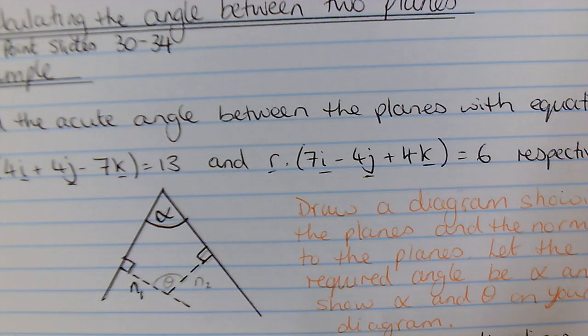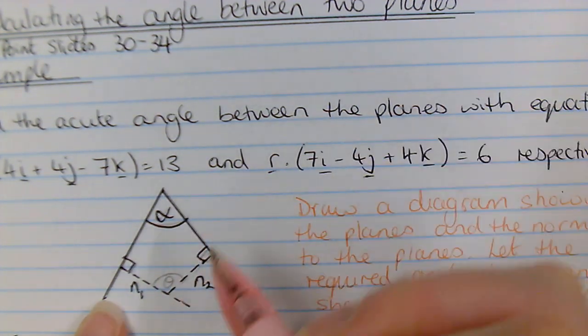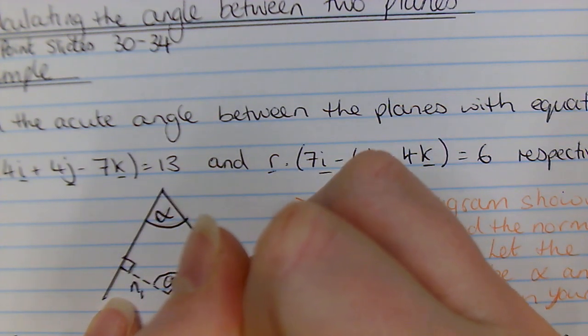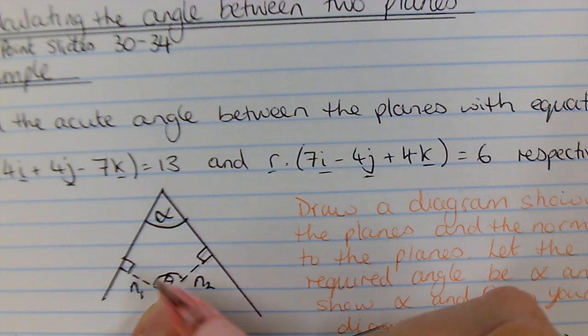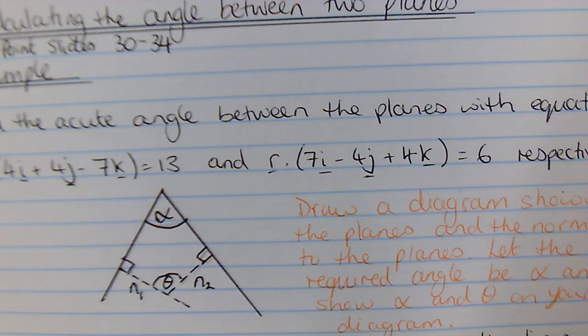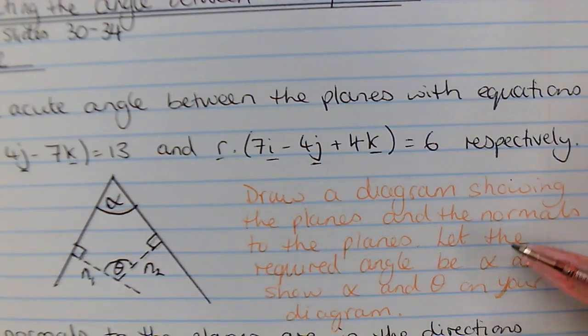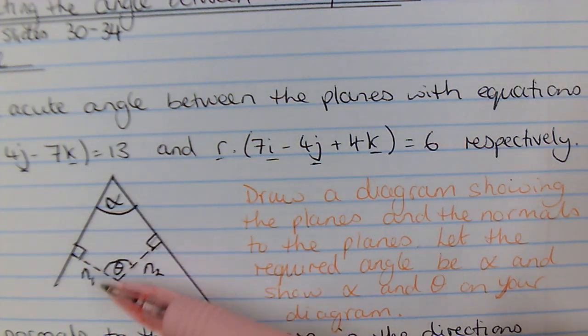And then we can do a similar approach to finding the angle between two lines. We know the vector direction of these two normals, so if we find this angle here, call it theta, then we can work out what this angle that we actually need, alpha, is. So that's all I've written there. Draw a diagram showing the planes and the normals. The angle that we need is alpha, and obviously theta is the angle between normal 1 and normal 2.